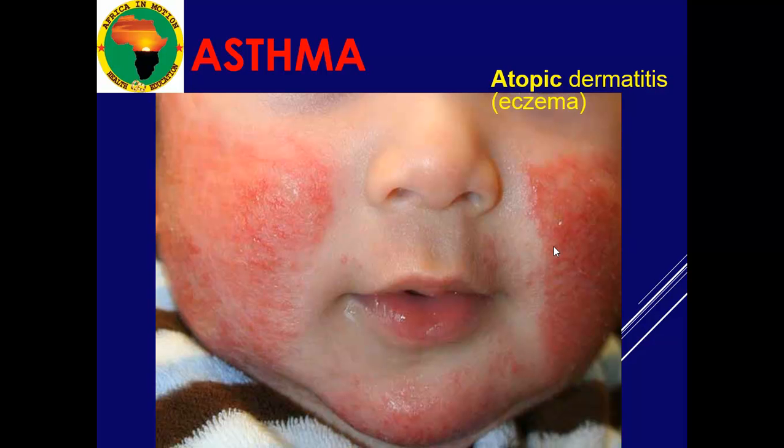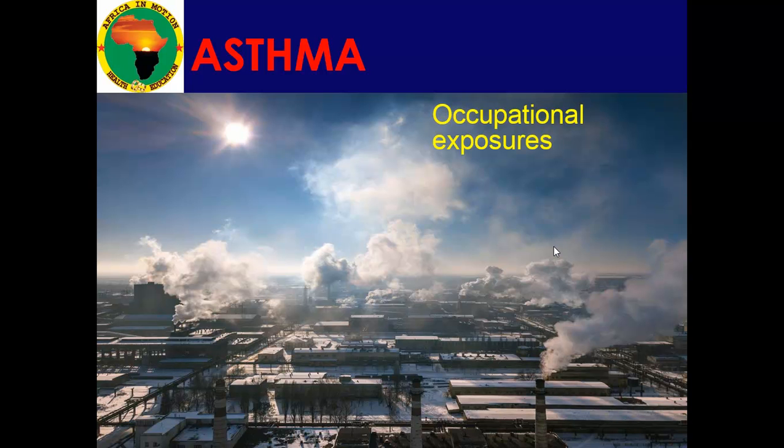Now, when you check a baby who has this kind of reaction on the cheeks, we call it atopic dermatitis, eczema. This child will most probably develop asthma in the future. Other risk factors include environmental exposure. If you are working in an environment like this, you constantly breathe this kind of air and you are prone to develop asthma, and it won't take long to develop.